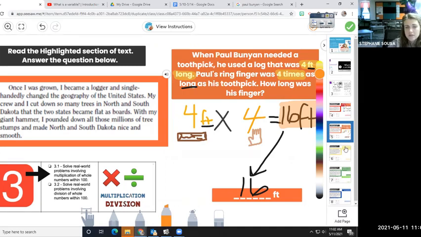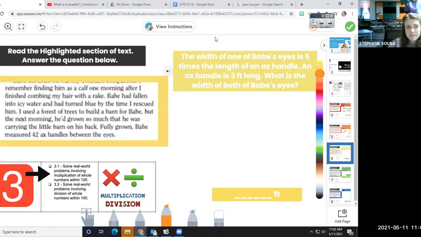All right. Let's take a look at number 6, please. Number 6, here is your question. The width of one of Babe's eyes is 5 times the length of an axe handle. An axe handle is 3 feet long. What is the width of both of Babe's eyes?